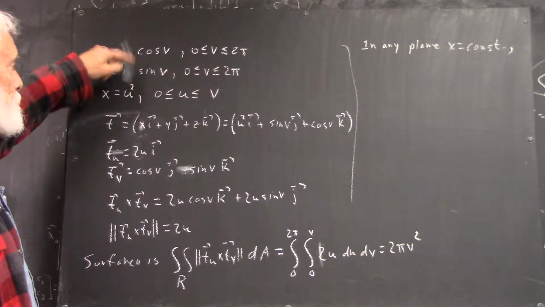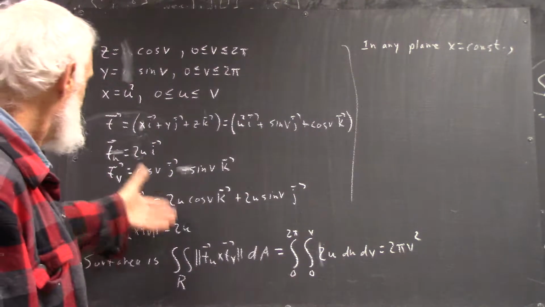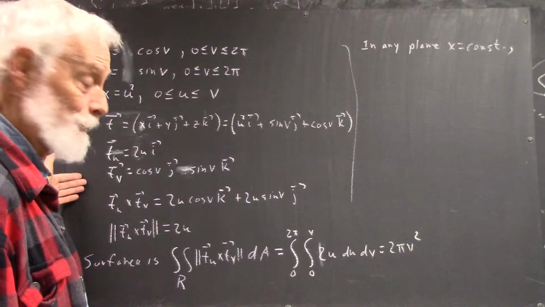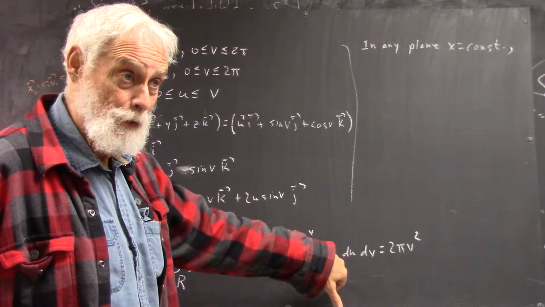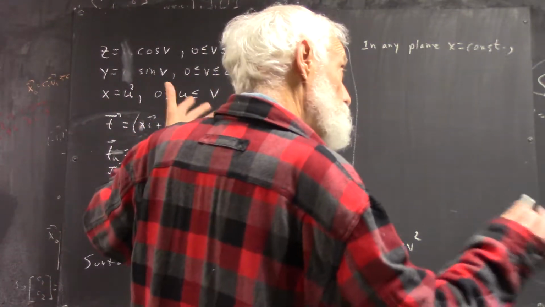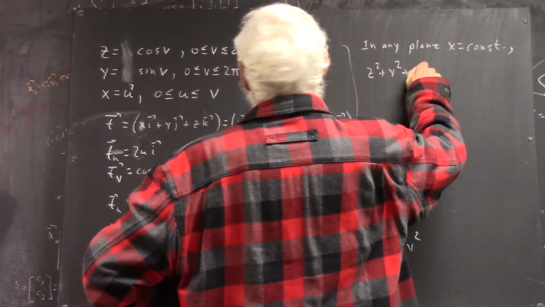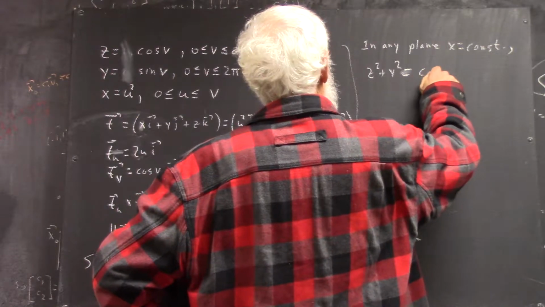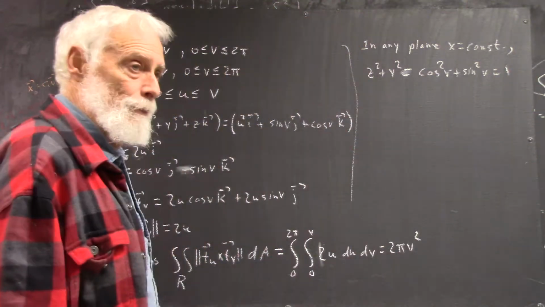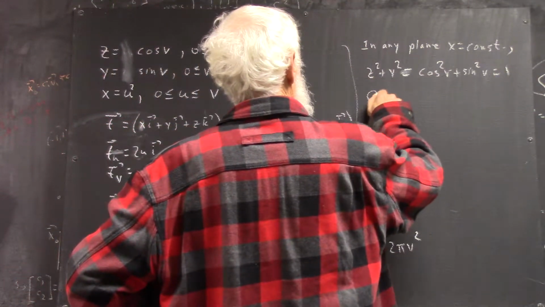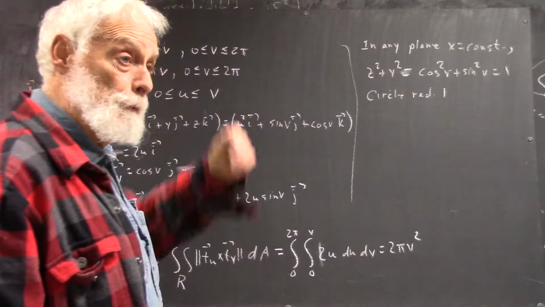If I put a coefficient on this, make it an ellipse, well then that's going to affect your derivatives here, right? And you're not going to have such a simple result. And your integral might end up being a lot less simple, okay? So you can think about what that would do, but we have z squared plus y squared is a cosine squared of v plus a sine squared of v, which is 1, okay? Circle of radius 1, right?